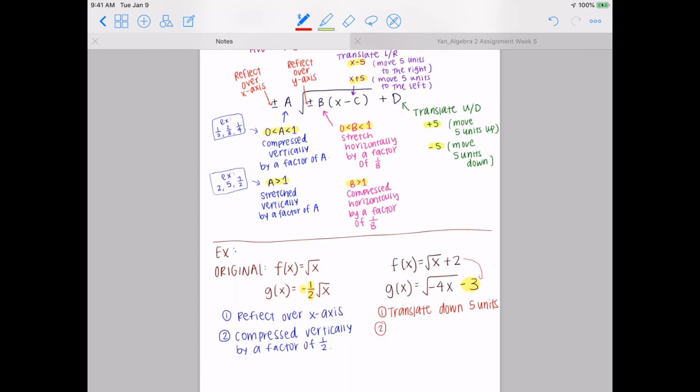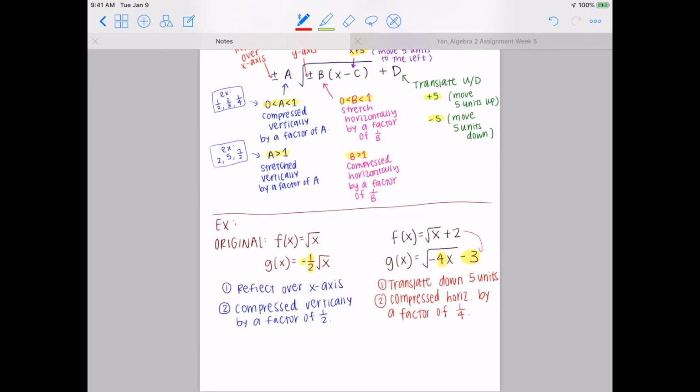What's another thing you see here? This number inside, which is a 4. If it's a number bigger than 1, we would do a compress horizontally by a factor of the reciprocal of 4, which is 1/4. All right, last one. The negative: if it's inside the square root, that means it's going to be reflected over the y-axis.